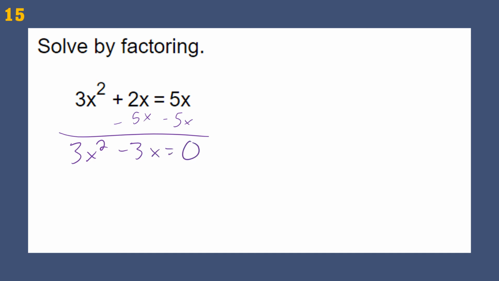Now this is kind of funny because this is just a binomial, not a trinomial. So my first tactic, my strategy, is going to be to take out the greatest common factor. So I can actually take a 3x out of both terms, and that would leave me an x minus 1. Now I have two factors equal to 0, so I'm going to set them each equal to 0.